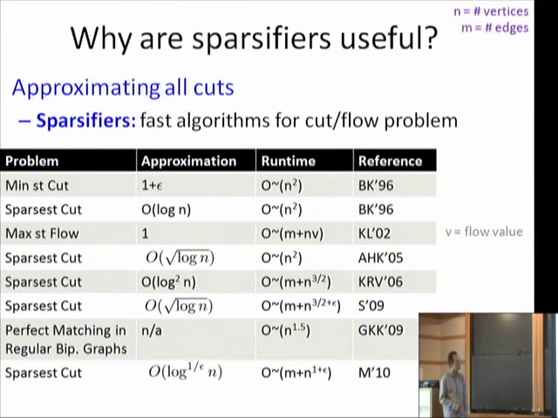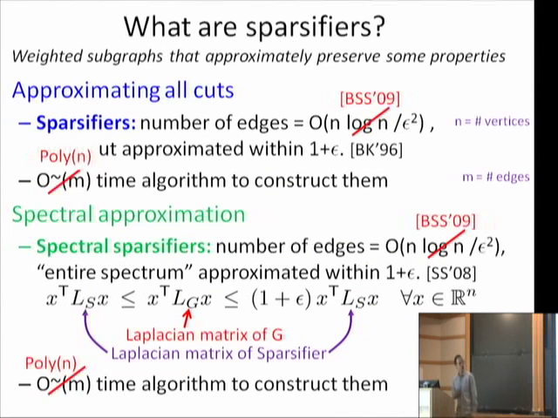Can I ask a quick question about the previous slide? Is it possible to achieve n plus 1 over epsilon squared? No. I believe n over epsilon squared is needed. If the graph is a clique, then you're getting a graph with the second eigenvalue epsilon. So you need the degree to be 1 over epsilon squared.